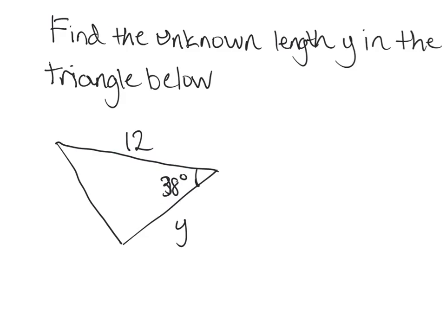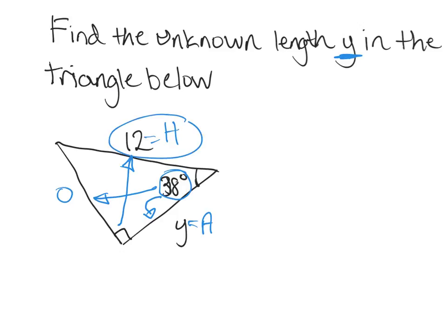Alright, let's try another one. Here we have to find an unknown length y in our triangle below. Here's our reference angle. Straight opposite our reference angle is our opposite side. Right next to our reference angle is our adjacent side. And opposite our right angle is the hypotenuse. We know the length of the hypotenuse, and we want to know the length of the adjacent side. Which trigonometric formula involves the adjacent side and the hypotenuse? Only one, and it's the cos formula.